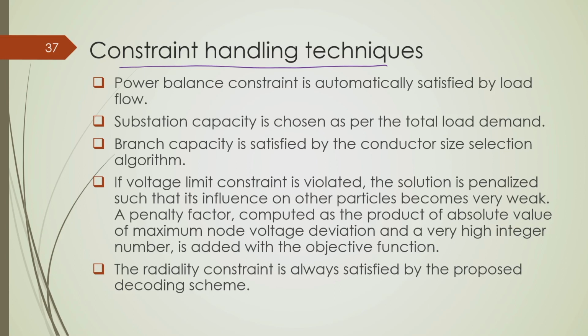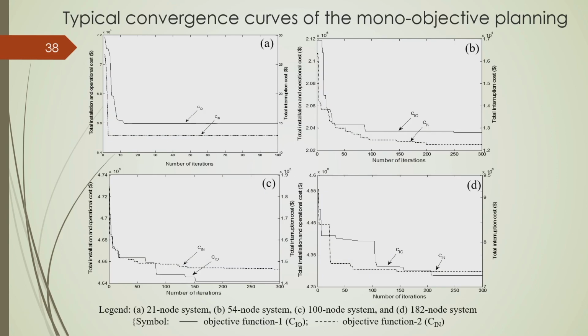We have many constraints. The power balance constraint is automatically handled by the forward backward sweep load flow. The capacity constraint: substation capacity is chosen as per the load demand. Similarly, branch capacity is satisfied with the conductor size selection algorithm, or conductor size selection subroutine. If the voltage limit is violated, then we have a penalty factor which needs to be added to penalize the solution, and the radiality constraint is always satisfied by the proposed decoding scheme, which I was talking about.